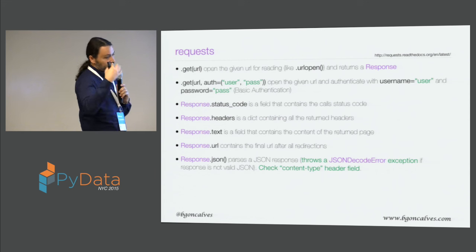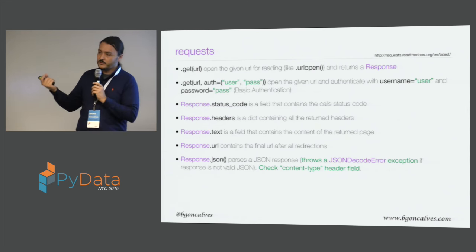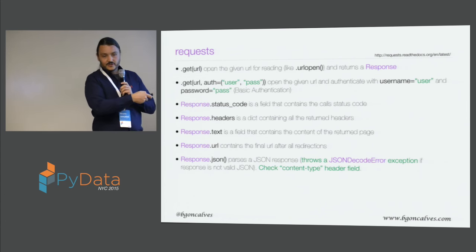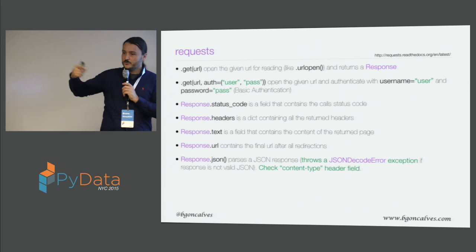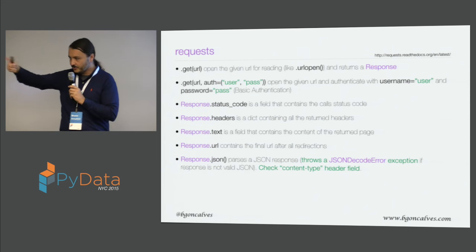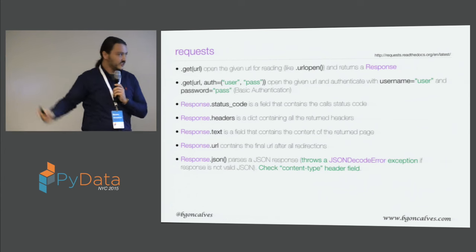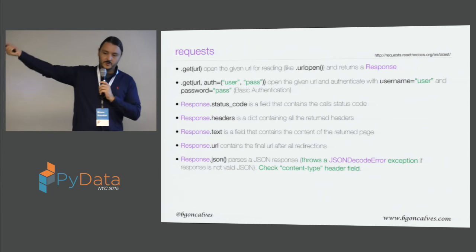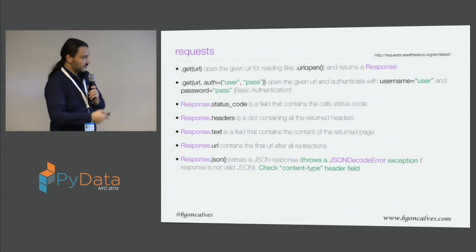The text is basically the HTML. The URL gives you the final URL. So if you have a URL shortener, this will be the complete unshortened URL. Even if you have multiple URL shorteners, it will just navigate through all the shorteners until it gets to a final page. And that will give you the information. And the .json, if the document on the other side is JSON, this will just give you the JSON object directly.